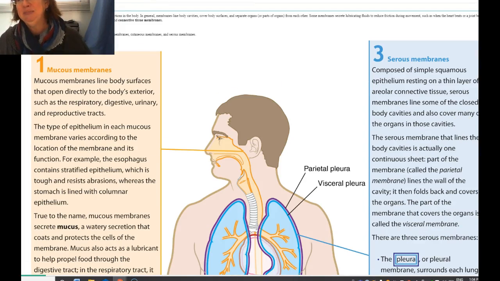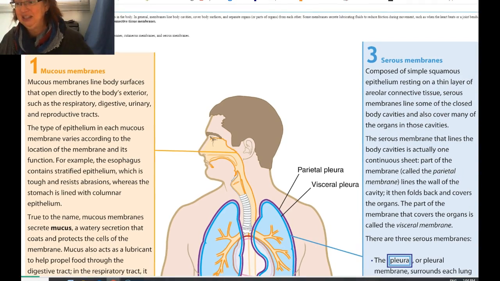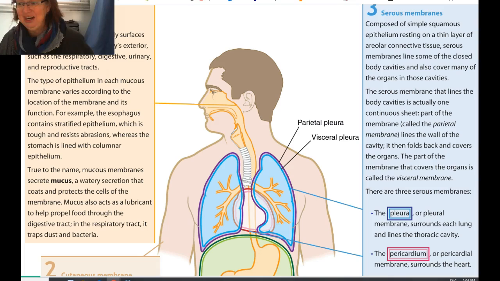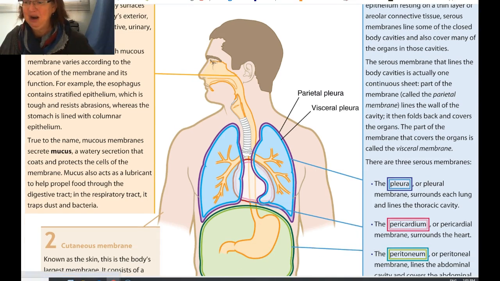Serous membranes are simple squamous epithelium resting on thin layers of connective tissue, and they line some closed cavities and they cover some other cavities. Okay? And they're named based on what they are covering, and there's usually 2 or 3 layers. So you have your pleura, which have to do with the lungs. So you've got your parietal on the outside, your visceral on the inside. Anything visceral means gut. So the visceral pleura is toward the gut. The parietal is outside.